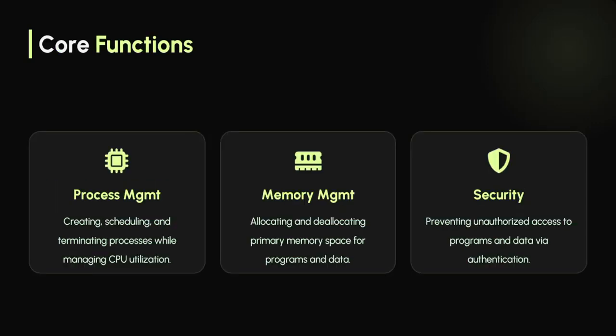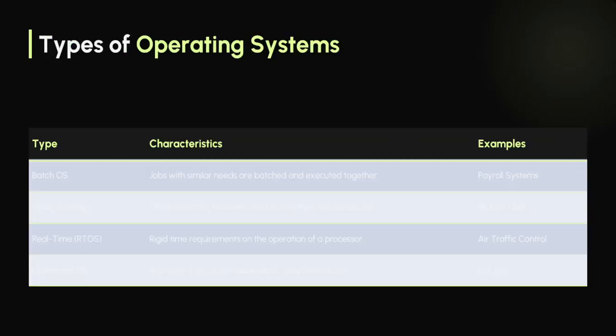Now here are the core functions of the operating system. First is process management, where we can create, schedule, and terminate processes while managing CPU utilization. With reference to memory management, it is allocating and reallocating the primary memory space for programs and data. And the third function is security, preventing unauthorized access to programs and data via authentication.